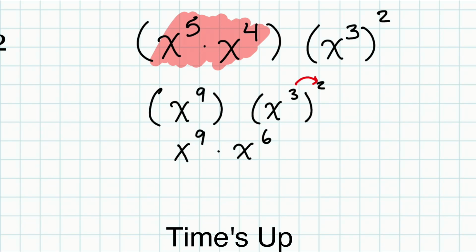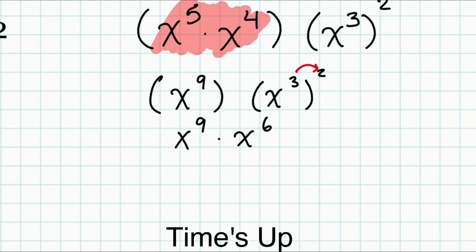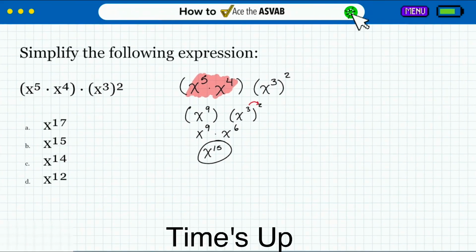Now we're multiplying x to the power of 9 times x to the power of 6. What do we do there? Yeah, add those exponents, and that's what's going to land us at x to the power of 15. And there we go. How do we do on this one, everybody? How do we do on this first one that was actually truly a mixture of these rules?